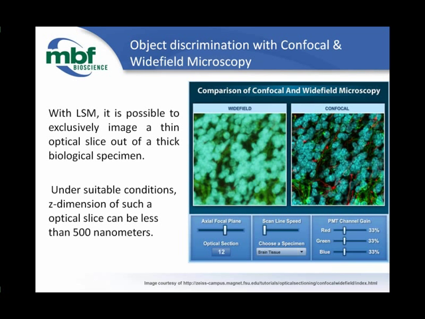As you can see here, with an LSM, it's possible to exclusively image a very thin optical slice out of a very thick biological specimen. Under suitable conditions, the Z dimension of such an optical slice can be less than 500 nanometers. As you can see in the image here, the same region of interest imaged in both wide field and with confocal yields vastly different results. It's clear that with a confocal image, it becomes much easier to see bright, tightly packed, small objects.